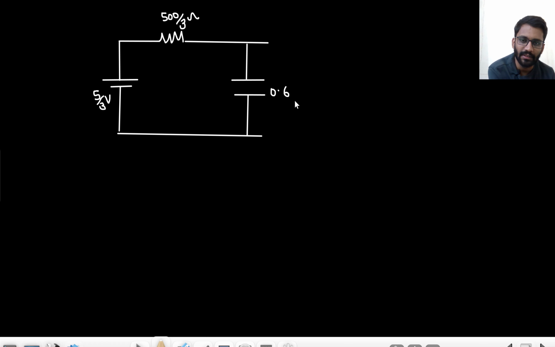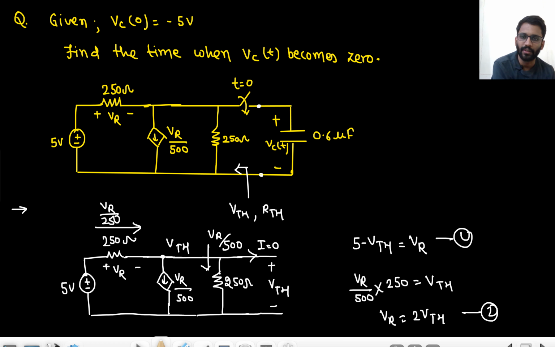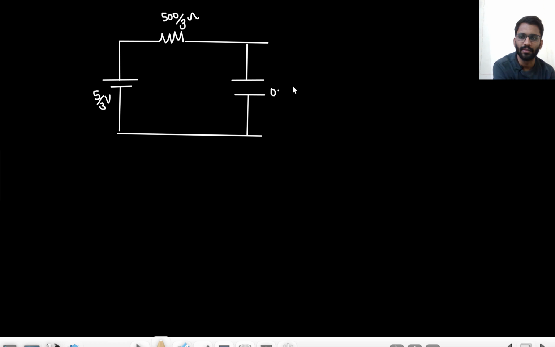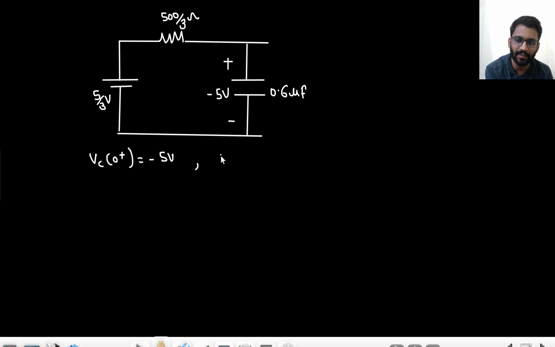5 by 3 volt, 500 by 3 ohm. This is 0.6 microfarad, and that is charged to minus 5 volt, right? Now the initial value is minus 5 volt. At steady state it will be going from VC at 0 plus, minus 5 volt, to 5 by 3 volt, right? Now you can write the VC(t) expression, right?